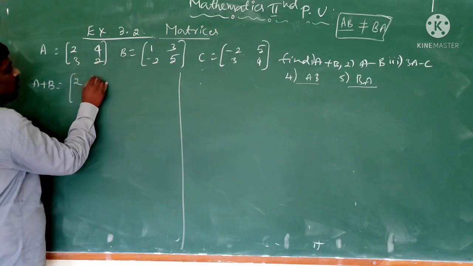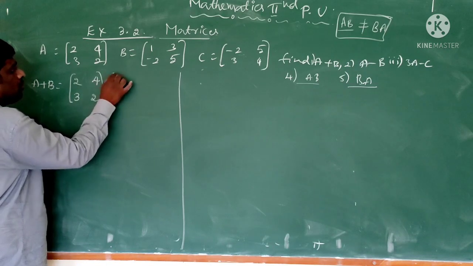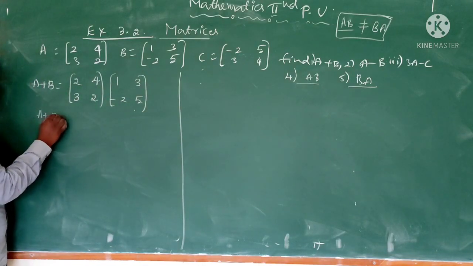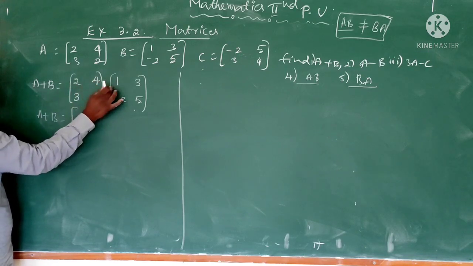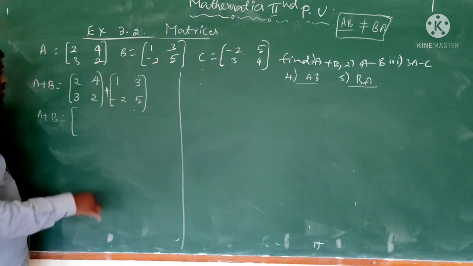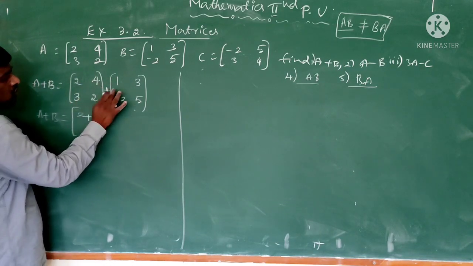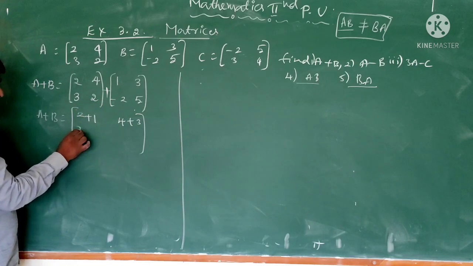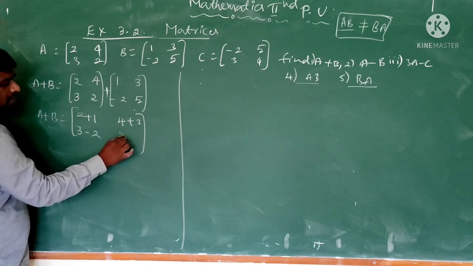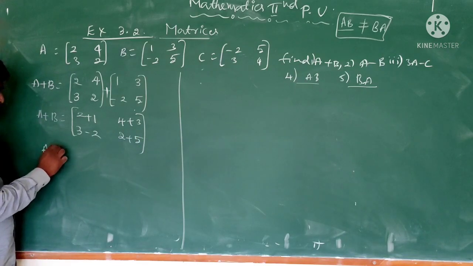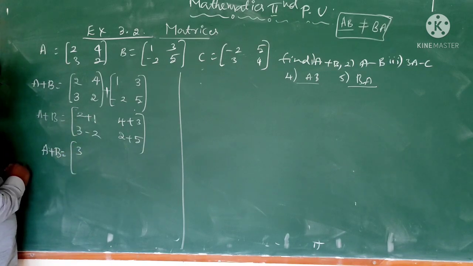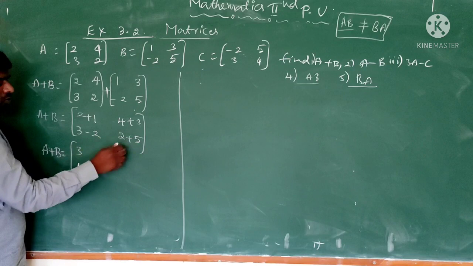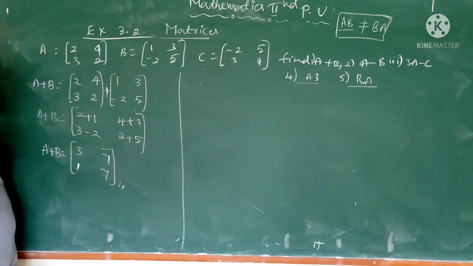A plus B is equal to, A matrix is 2, 4, 3, 2. B matrix is 1, 3, -2, 5. Now A plus B is equal to 2 plus 1, 4 plus 3, 3 plus minus 2, 2 plus 5. So A plus B is equal to 2 plus 1 is 3, 4 plus 3 is 7, 3 minus 2 is 1, 2 plus 5 is 7. This is A plus B.